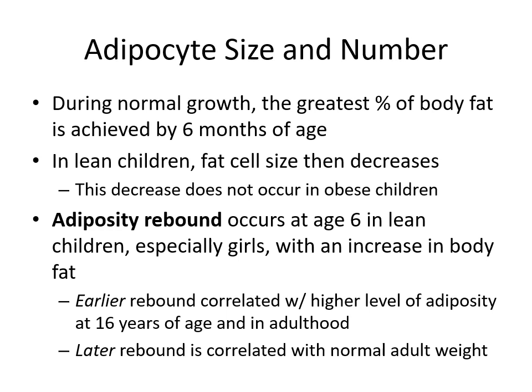Now what we see is that an earlier rebound is correlated with a higher level of adiposity at 16 years of age and in adulthood, and later rebound is correlated with normal adult weight. And so in essence, what we see is that at 6 months of age, children become these adorable little fat roly-polies. And then, as they exit infancy and go into toddlerhood, they should start to lean out. And then at about age 6, they should actually regain some body fat in preparation for some growing.